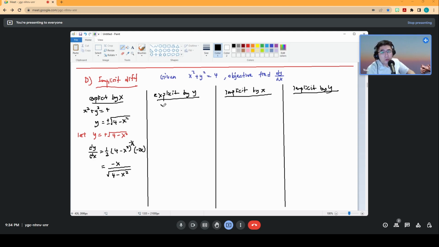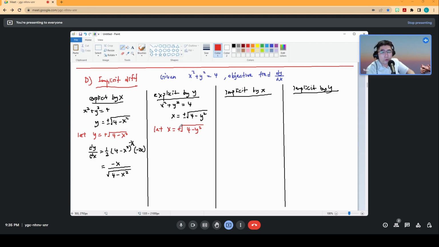Same question. Maybe some students will say, I don't want to do it by d/dx, I want to do it by d/dy. Can or not? Yes, of course you can. If I want to do dy, I write x as my subject. So I have plus or minus the root of 4 minus y squared. Same thing, I have two roots here. For simplicity, we let it equal one of them.